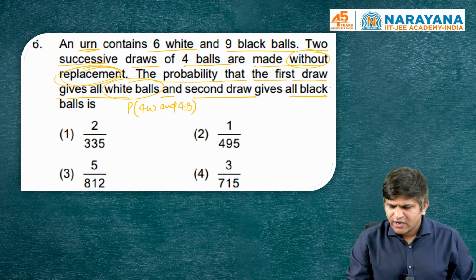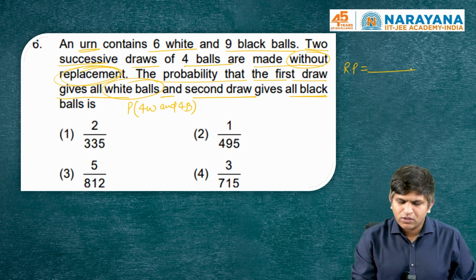Okay, so we can write this, that the required probability. So first we have to take 4 balls, 4 white balls.